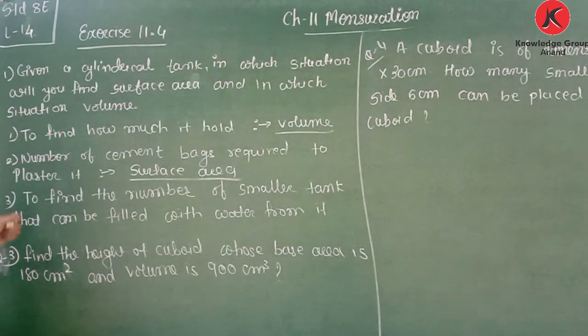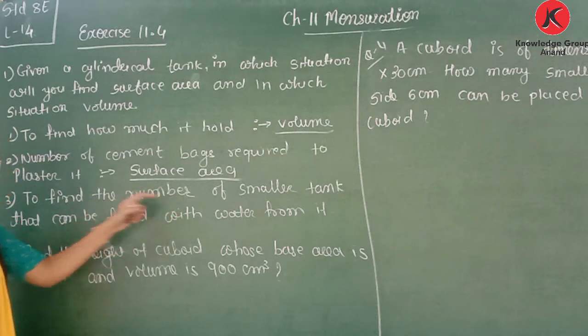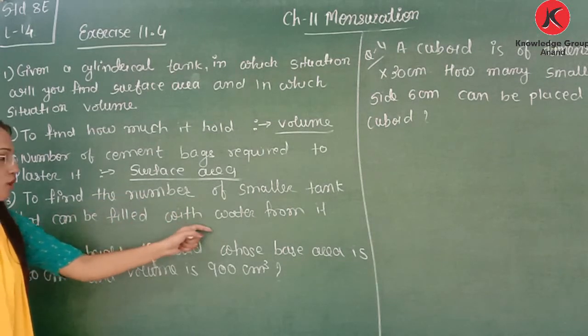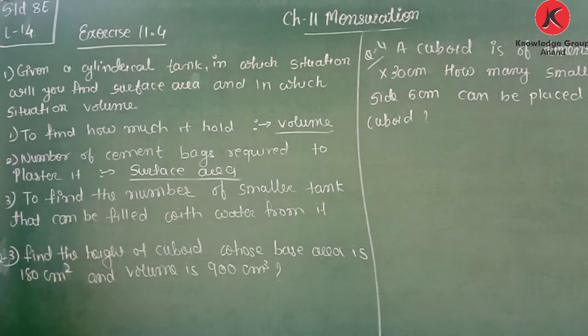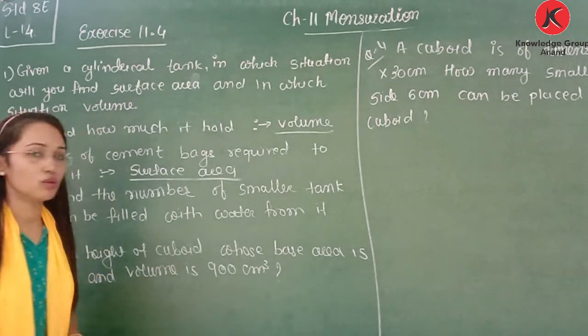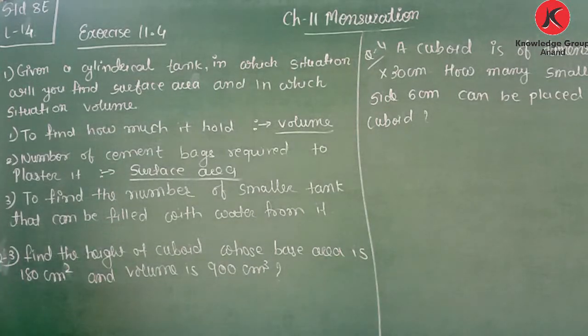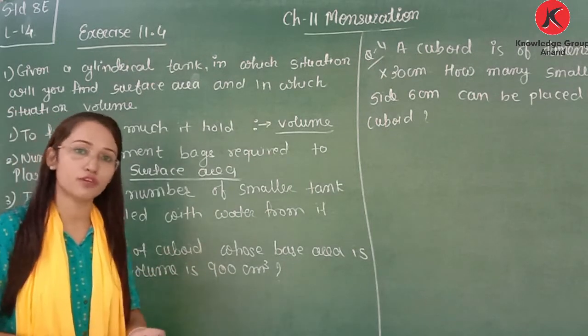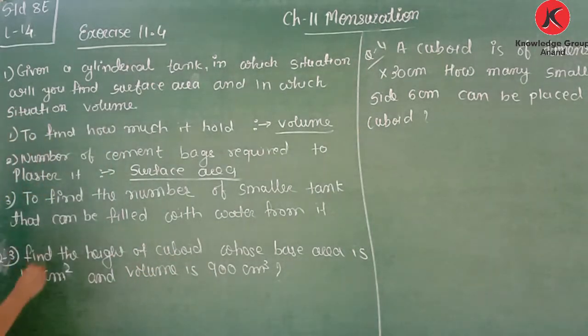Now next, to find the number of smaller tanks that can be filled with the water from it. How many smaller tanks can be filled from the bigger tank? So it is about the volume. Whatever capacity of the bigger tank is given, from that we need to fill the capacity of a smaller tank. So for that we will find the volume.